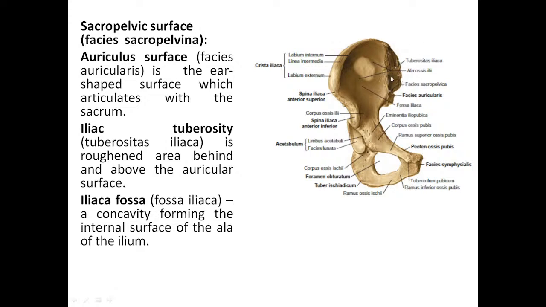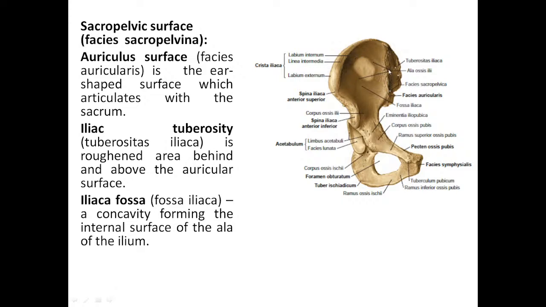Os ilium has tuberositas iliaca. You see the auricular surface. This is tuberositas iliaca, a roughened area behind and above the auricular surface. It is the site where fibrous fibers connect with the sacrum bone.